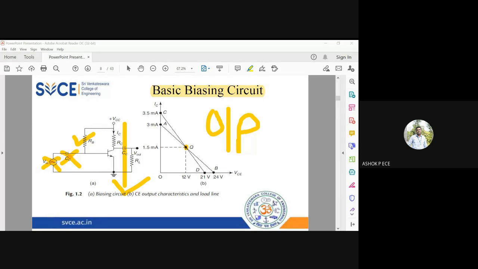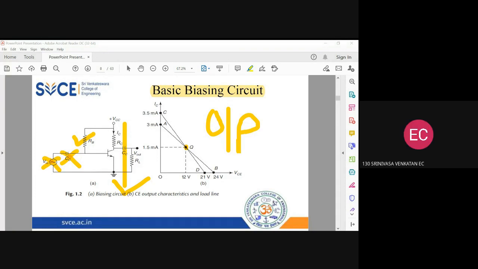What are the voltage sources available at the arrow mark I have shown in the diagram? 12 volts, sir. No. I'm just asking what are the voltage sources available in this path I have shown here. One is VCC, right? What is the other voltage available?